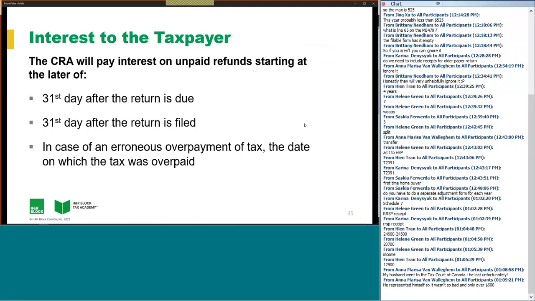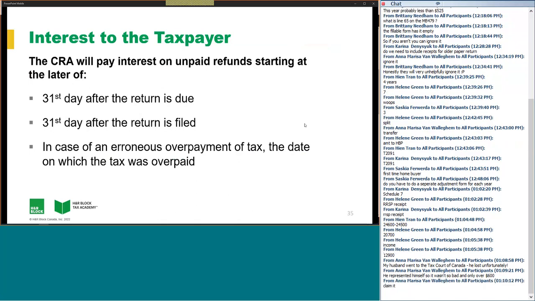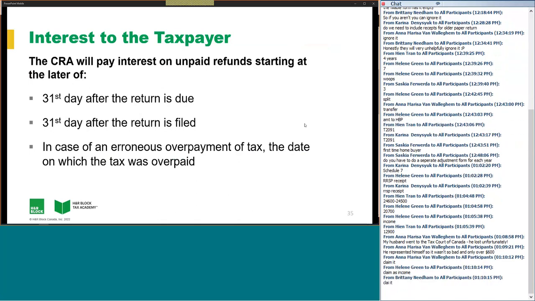What do you have to do if your client has received CRA interest? They get a notice of assessment or a reassessment, and it says, this is how much your CRA interest was. Next year, you have to claim it as income.